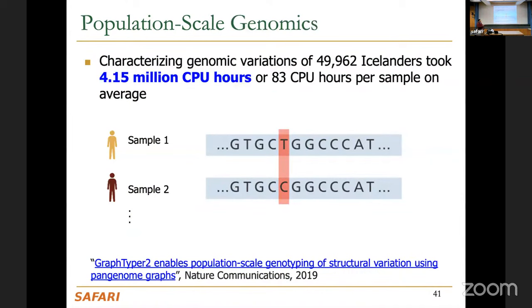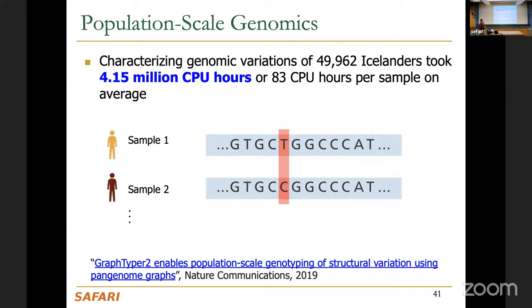Another example could be we may be taking a group of individuals, like in this case, we have 50,000 Icelanders, and we may need to analyze all of these individuals altogether to understand whether that group of individuals is prone to a particular disease. Right. And of course, there are mechanisms that are being used to achieve this. And in this case, what people observed is that this type of analysis takes 83 CPU hours per sample, per individual.